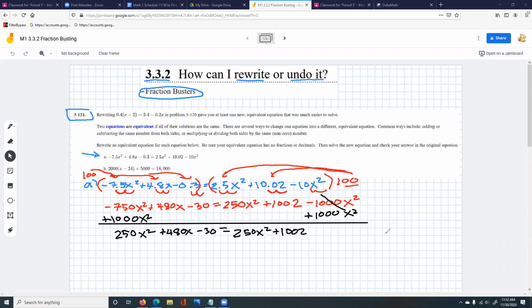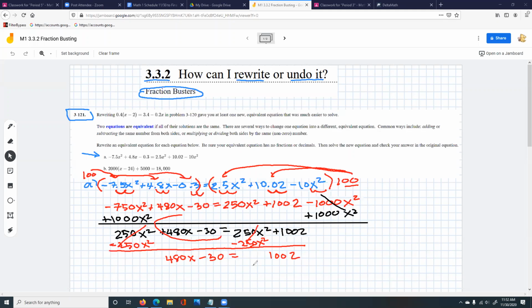Okay, so next, let me change my color here. I noticed there's a 250x squared on both sides. So if I subtract this 250x squared and bring it to the left, minus 250x squared, both of those x squareds are going to disappear. So no more x squared, but we do have an x term. What we're left with is 480x minus 30 equals 1,002.